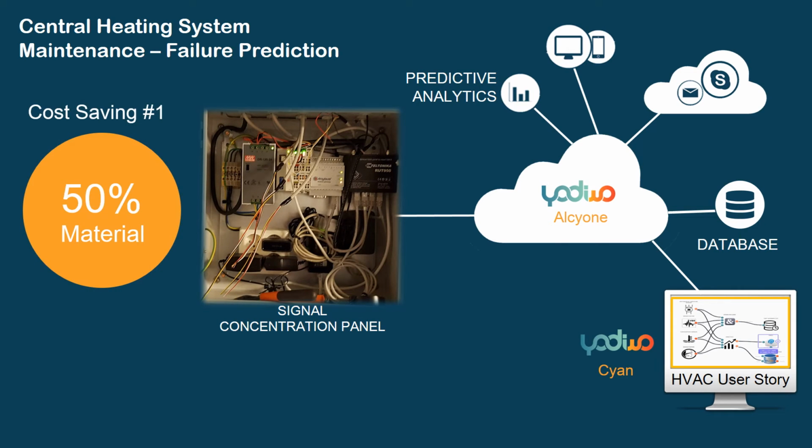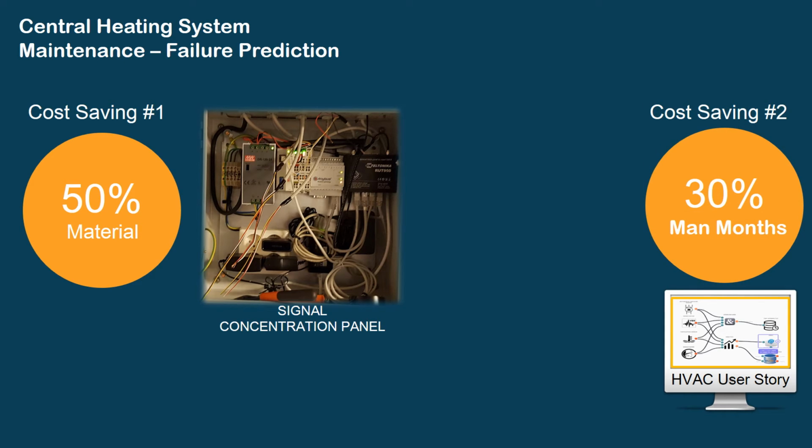With the use of Wisper instead of multiple hubs and bridges, we managed to reduce the material cost by about 50%. Also, by using Cyan to develop end applications that process the data through analytics and visualize the results in dashboards, we managed to reduce the development time by almost 70%.